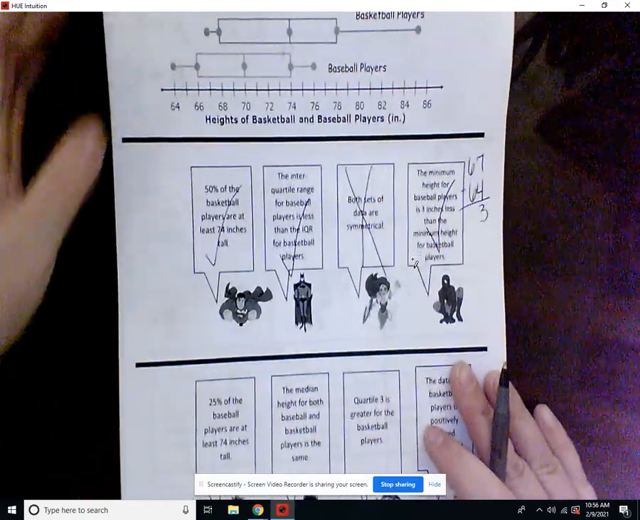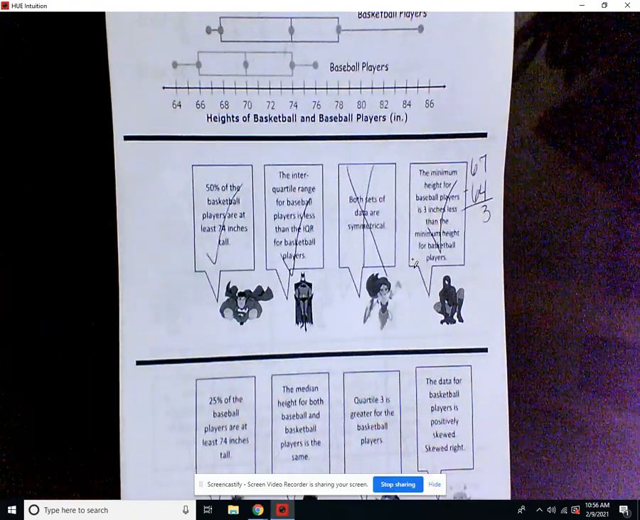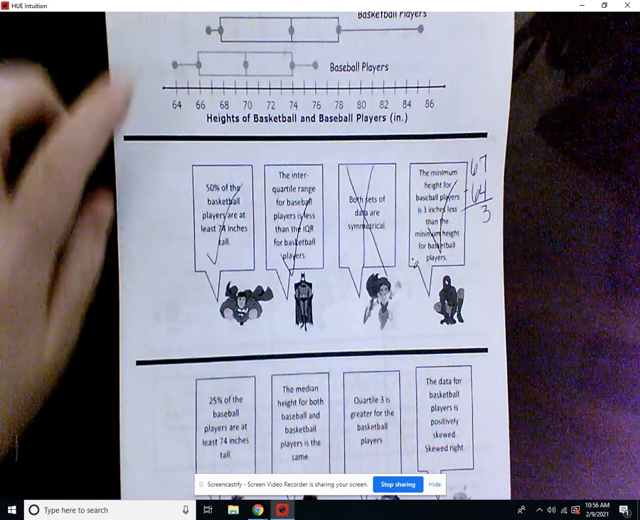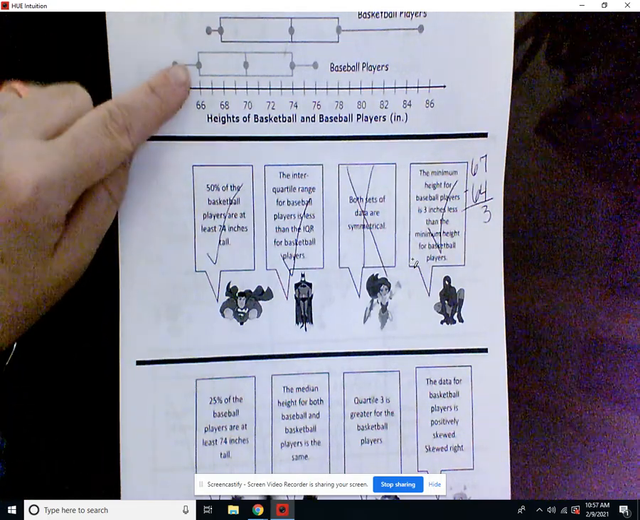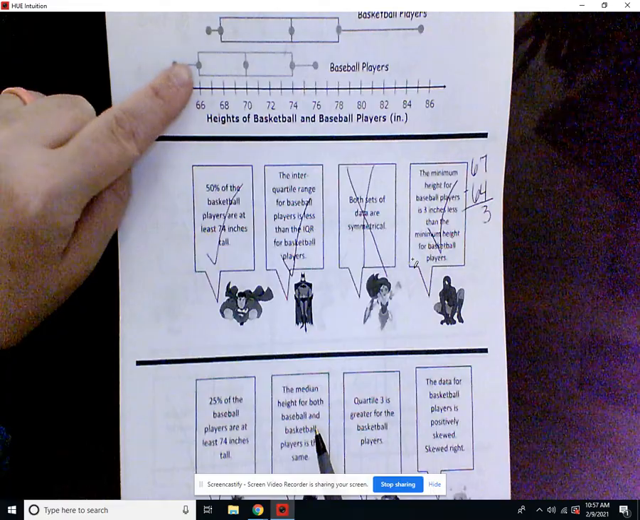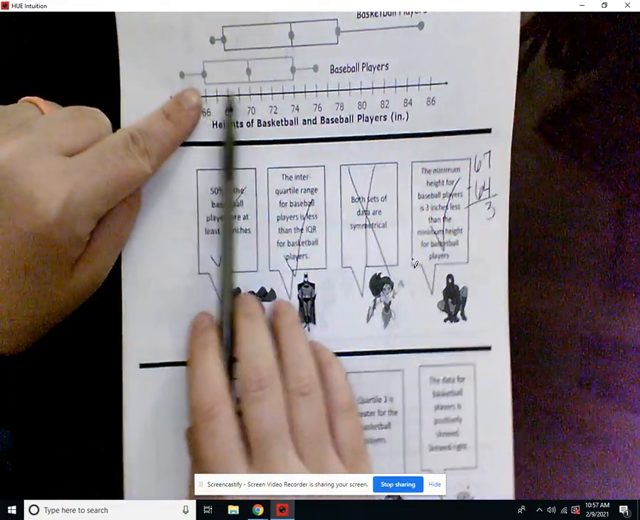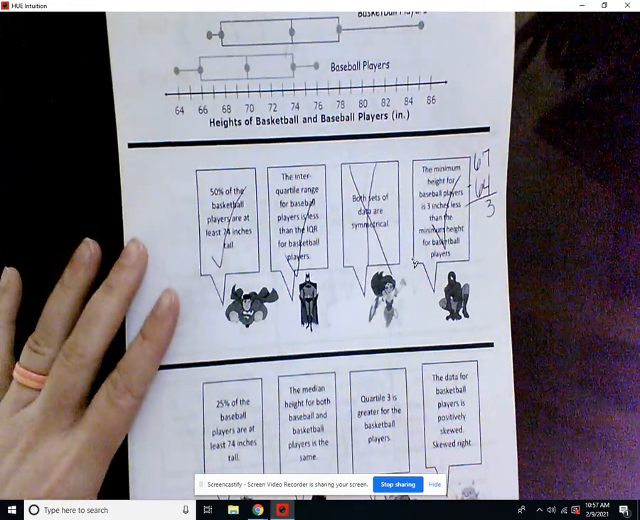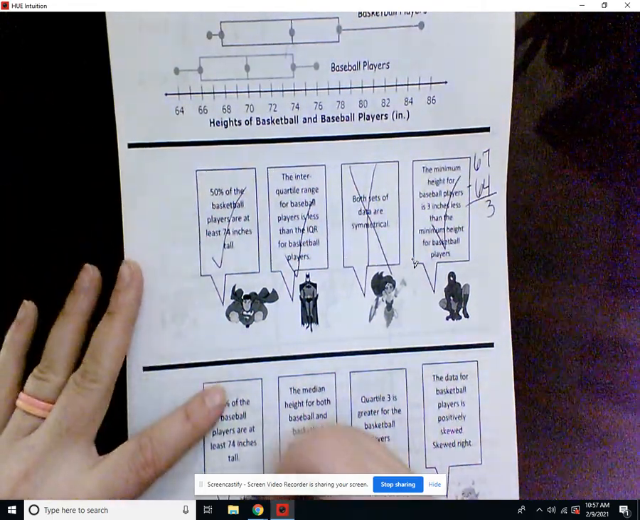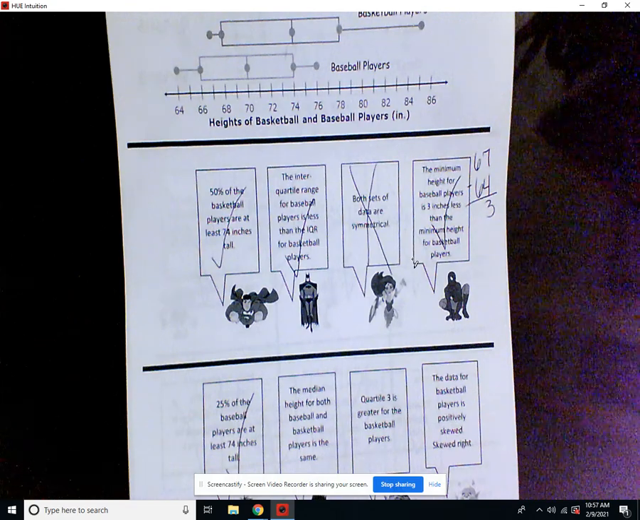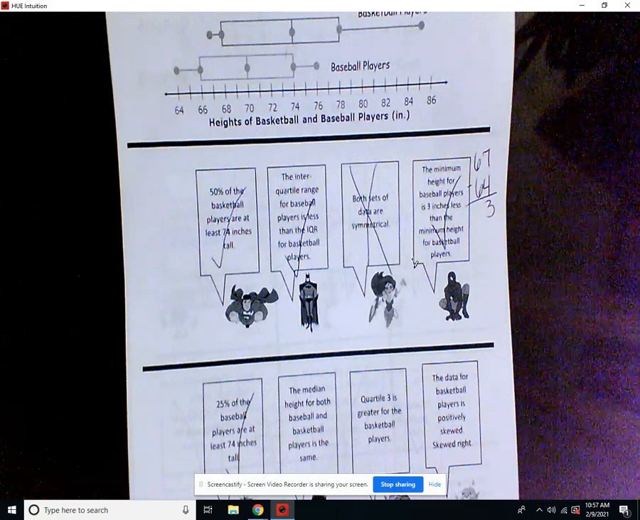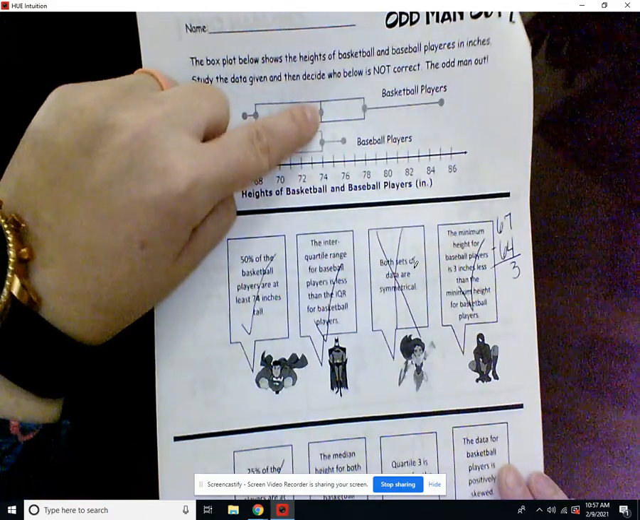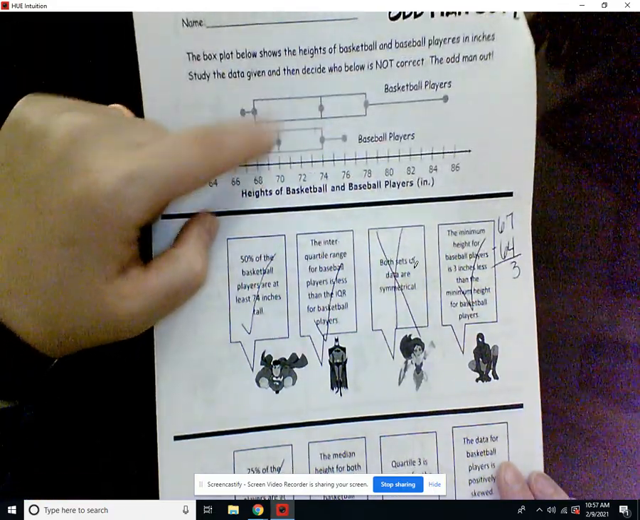Okay, and then the last set. We're going to look at 25% of the baseball players are at least 74 inches tall. So we go to baseball, and 25% is going to be at the beginning of the box, and that is true, because that's all at least 74. So that is true. The median height for both baseball and basketball are the same. The median's the line in the middle of the box, and that is false because they're at two different spots.